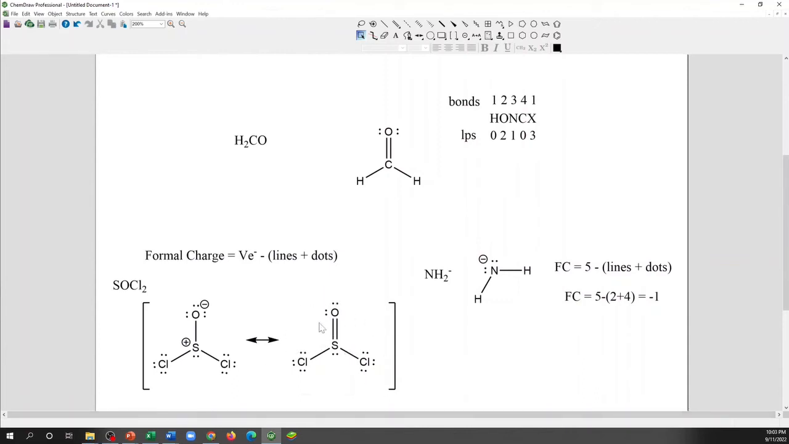This resonance structure right here, which is the same general atomic arrangement, but different ways of hanging the electrons on the molecule, is a better resonance structure because we've gotten rid of the formal charges. There is one problem with this. The sulfur ends up with a total of 10 electrons. 4 electrons with the double bond, plus 2 for each of these single bonds, so that's 8, plus the lone pair tells me that sulfur has 10 electrons.